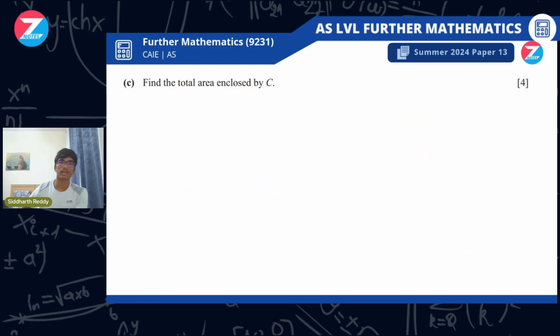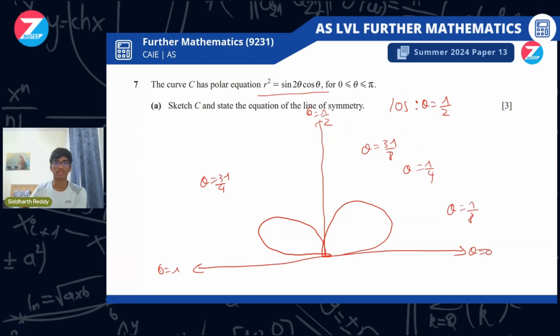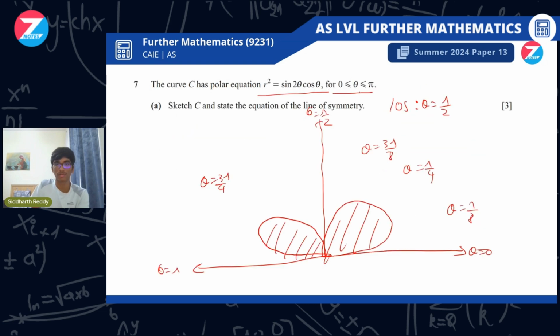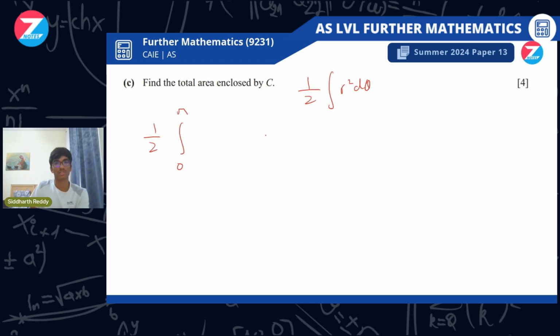Find the total area enclosed by C, which is this area. Okay, so what we can do is the area of a polar curve is just half the integral of r square d theta. Half times the integral from 0 to pi, because that's where the bounds of the curve are, of r square, which they gave as sine 2 theta cos theta.